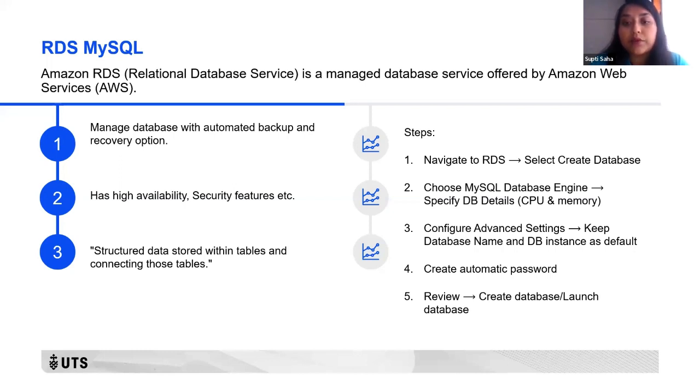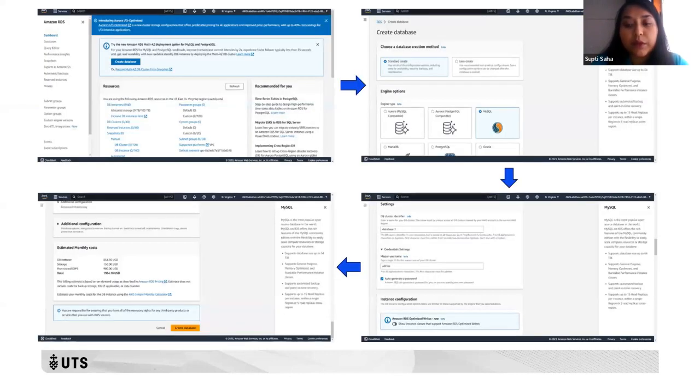These are the steps. First we have to navigate to RDS, then select Create Database, then choose the MySQL database engine, then configure advanced settings and keep the database name as it is, create an automatic password and review, and then launch our database. Here are all the steps with pictures.